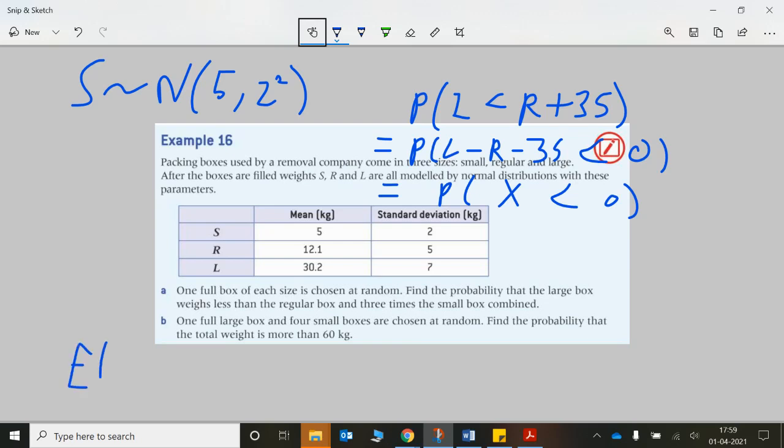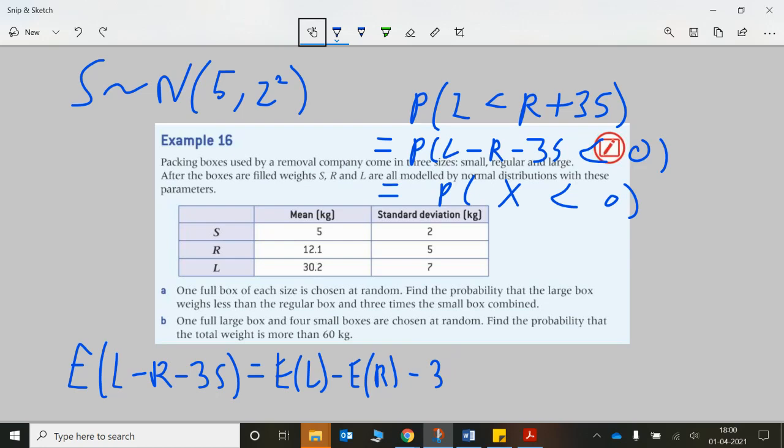So our expectation in this case, the expectation of L minus R minus 3S, I think my pen has run out again, there you go. The expectation of that thing is going to be the same as the expectation of L minus the expectation of R minus 3 lots of the expectation of S. Okay, that's straightforward from the formulas, no problem. So we can just do 30.2 take away 12.1, and take away 15, the 3 lots of E of S.